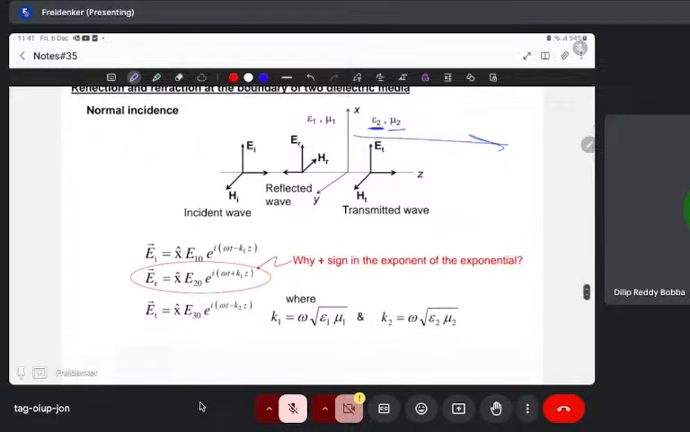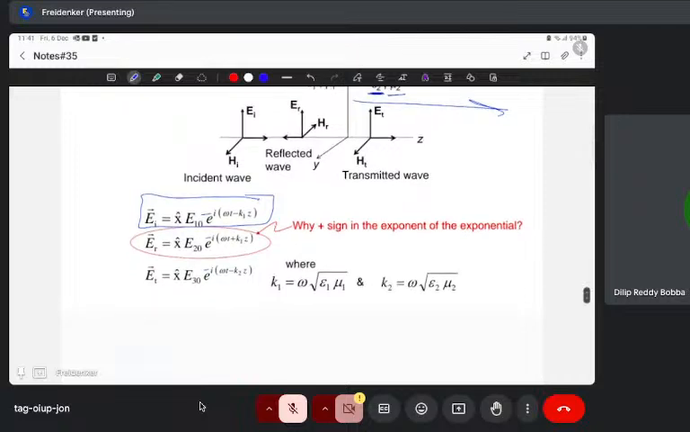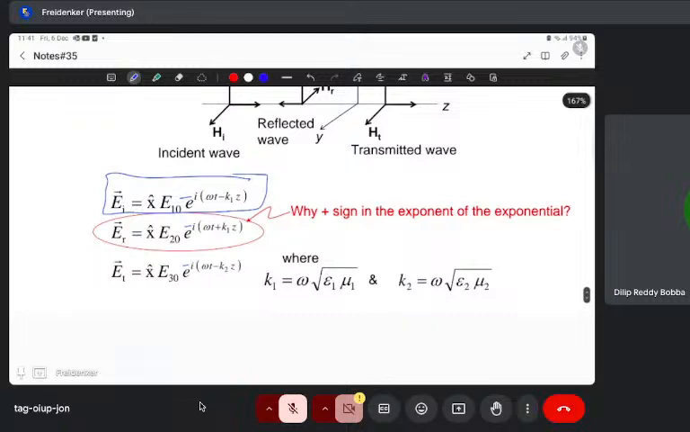Fine. So let's look at how, if this is your incident wave. What is here? Here minus or plus shouldn't matter, but I will put a minus sign. Not because I want to, but because we've been using the minus sign. I told you why minus or plus wouldn't matter: the only change that will come is over here, but we are only taking the real part, so this part doesn't matter.